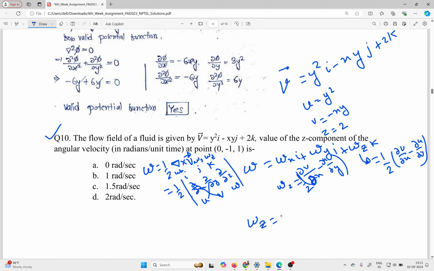Wz. So when you differentiate with respect to x, your y, that is the v component, it will be minus y, minus when you differentiate u with respect to y, you will get 2y. So this will be minus 3y divided by 2.